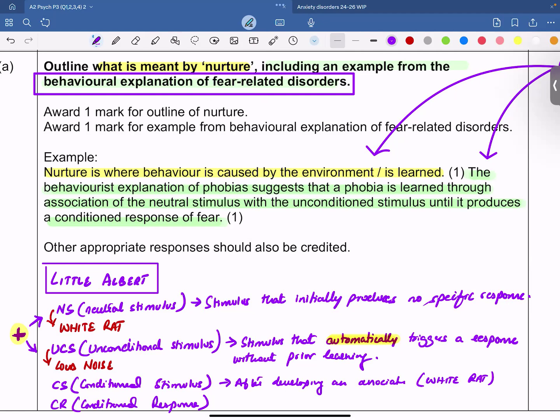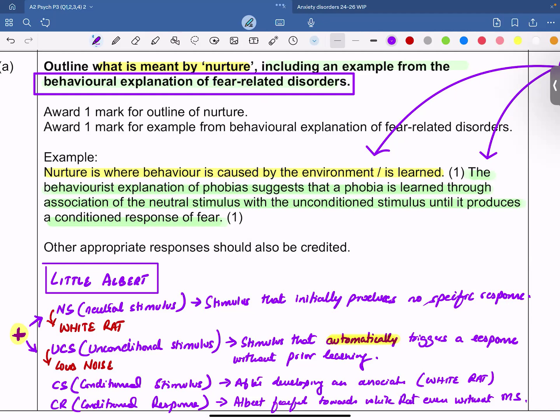And what was the conditioned response over here? Albert being fearful towards the white rat even without the sound of a metal or metallic sound. Let's just put it like this. Now, I hope you've understood this part here.